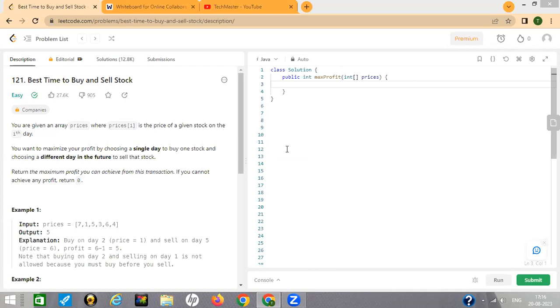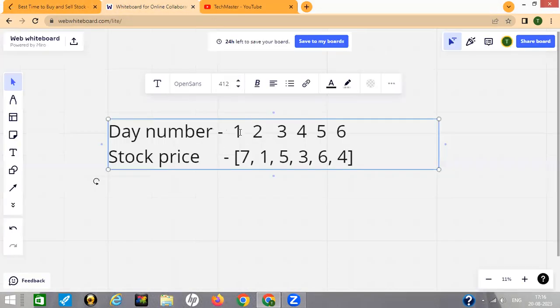Today I'm going to solve another problem, and the problem is the best time to buy and sell stock. So, what's the problem statement here? We are given an array of prices where the array contains the price of a stock on any given day. So, let's get into more details.